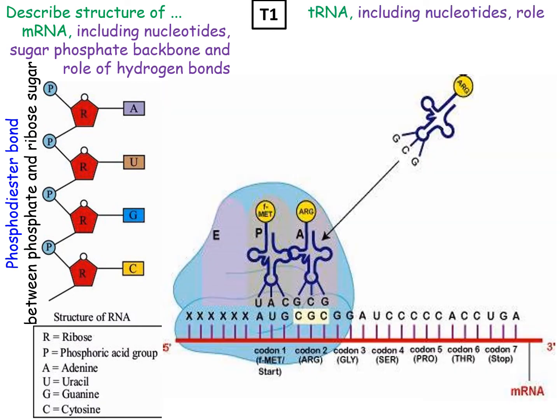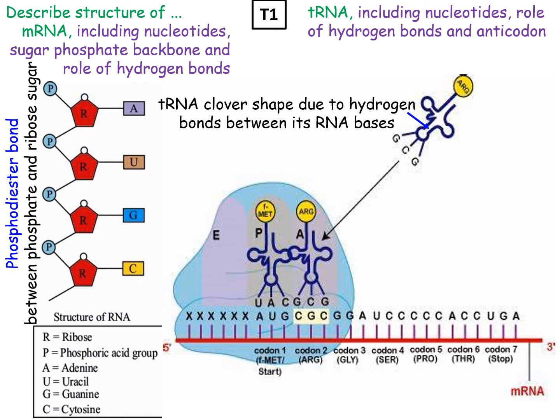How about the structure of tRNA and what is its role? If you look at tRNA here, as we mentioned earlier in terms of its structure when comparing it to DNA and mRNA, the tRNA has bonds between its RNA bases which are complementary, and that gives the tRNA a clover shape due to the hydrogen bonds that form between the complementary RNA bases.